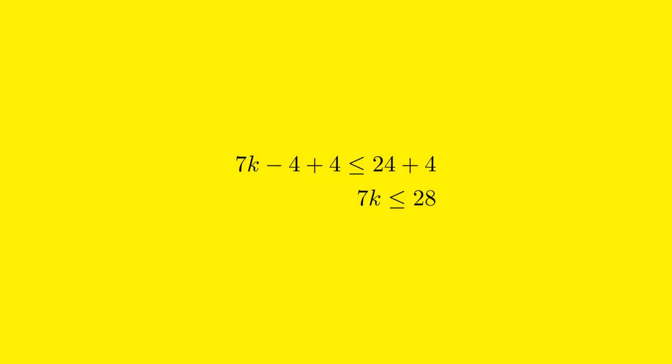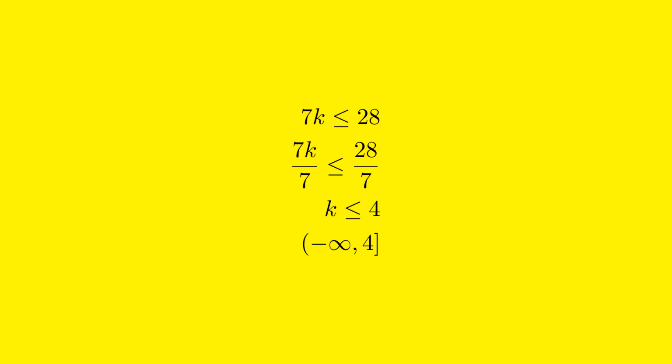In interval notation, if we solve for k completely, k will be less than or equal to a certain number. But for now, focus on understanding that after adding 4 to both sides, the inequality now reads 7k is less than or equal to 28.